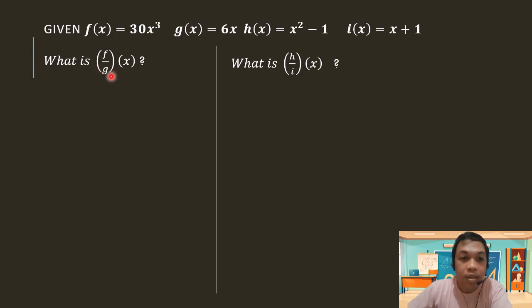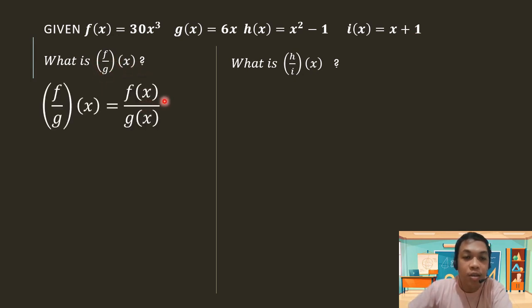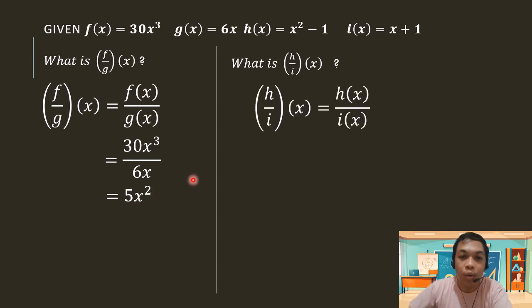So let's have first f over g of x. So that is also f of x divided by g of x. So our f of x, that is 30x cubed, and then g of x, that is 6x. So for this one, we have 30 divided by 6, that is 5, and then x cubed divided by x, that is x squared. So paano nangyari yon? Applying the quotient rule, we have 3 minus 1, yung sub-exponent, 3 minus 1, that is 2. So we have 5x raised to 2.